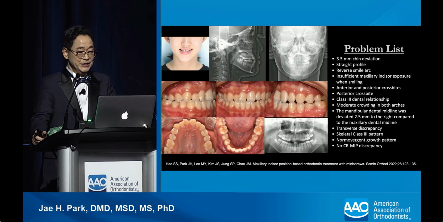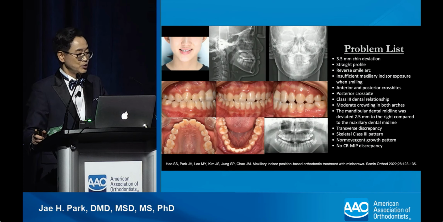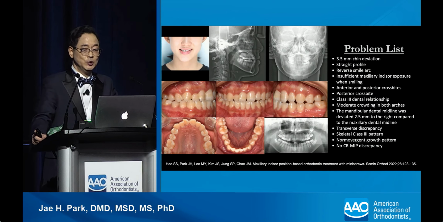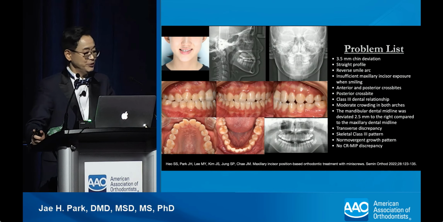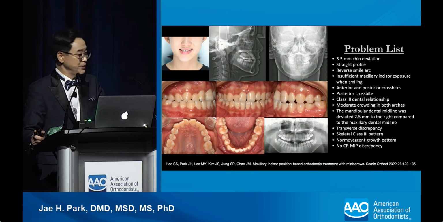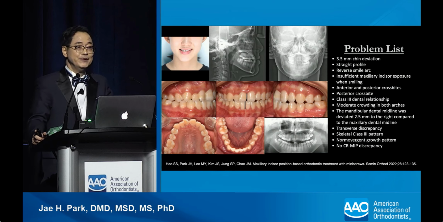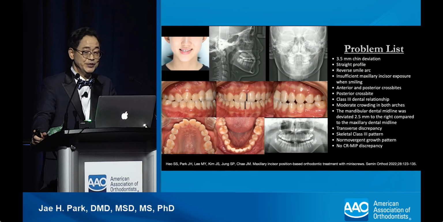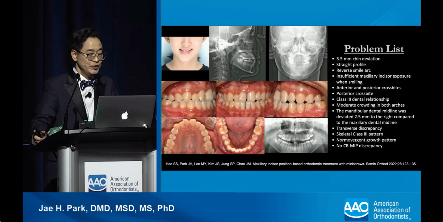Her problem list: chin deviation, straight profile, reverse smile arc, anterior and posterior crossbite, class 3 dental relationship, moderate crowding in both arches, dental midline deviation, transverse discrepancy, skeletal class 3 pattern, and normal vertical growth pattern. How would you treat this case?